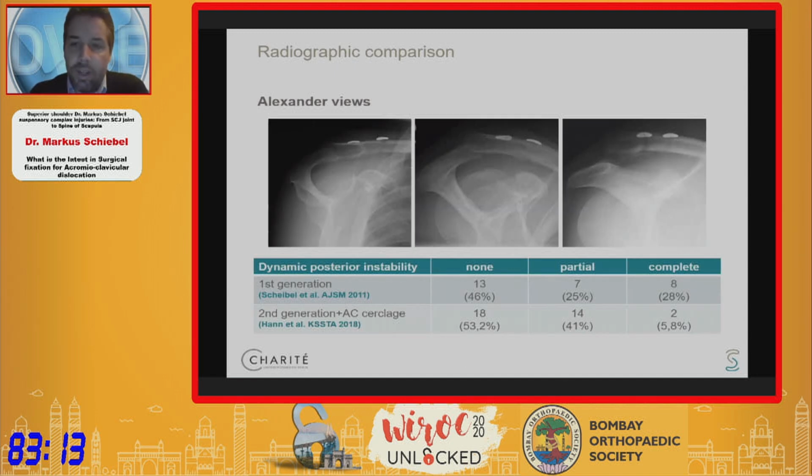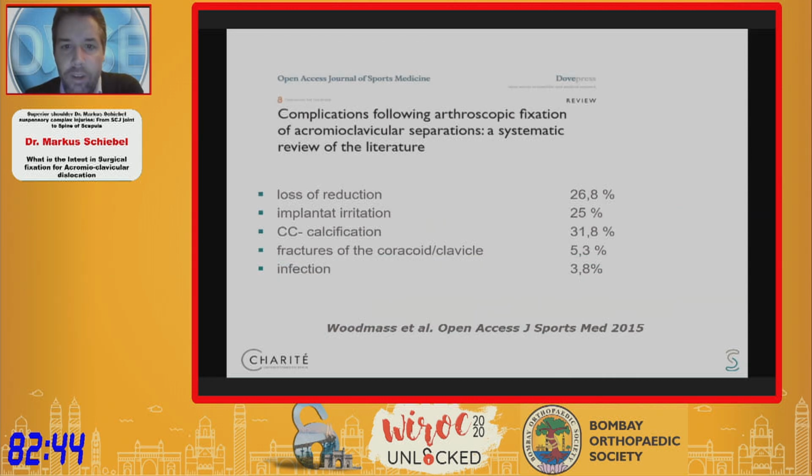When we looked at the patients and compared them to the first generation, where we just did a CC stabilization, and now we did a CC stabilization plus an AC stabilization, we could significantly decrease the amount of posterior translation, and particularly complete posterior translation on Alexander views. And these patients also had better clinical outcomes. So for us, it seems important to do an additional AC cerclage.